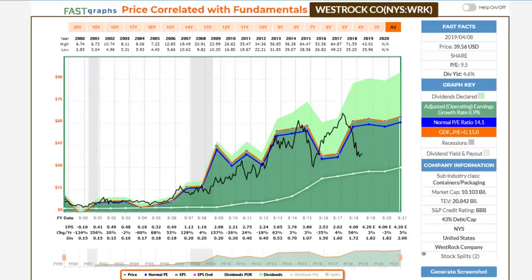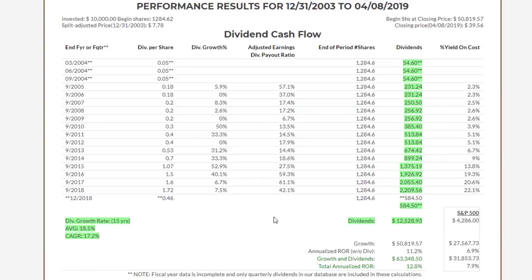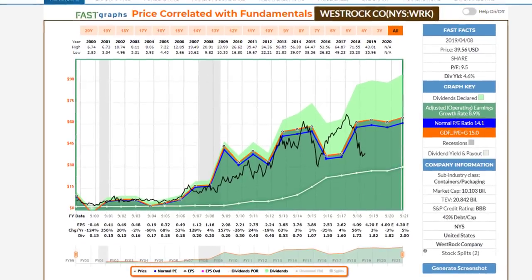Now, my next company is Westrock Company. It's a container and packaging company, and again, what I really want you to focus on, when you have down years of earnings like you have right in here, they are often followed by these huge surges in growth, and when you get these huge surges in growth, you get these really high valuations. The stock is yielding 4.6%, has a PE of 9. If you look at its long-term track record, it's dramatically outperformed the S&P on all counts: growth, dividends, and total return. The stock is undervalued significantly compared to an overvalued stock market.